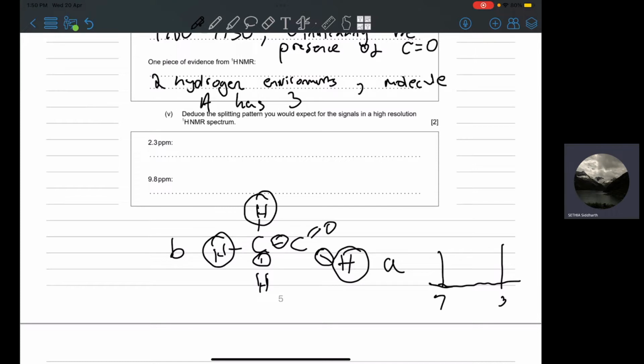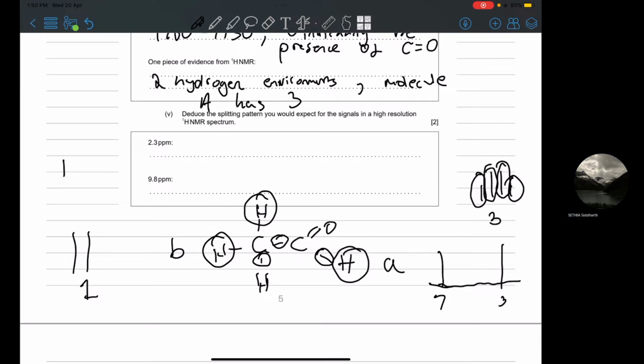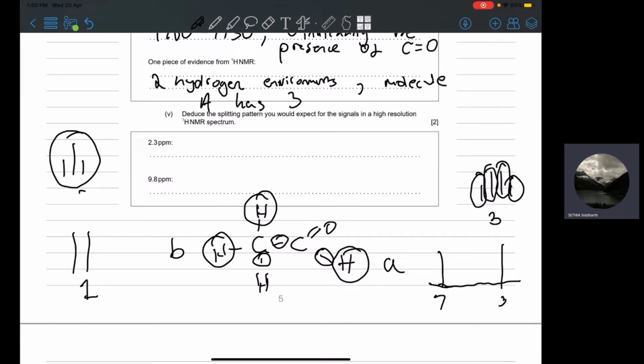So then we look at the splitting pattern. Now, if, for example, you see a splitting pattern which looks something like this, where it's split up into 4 different peaks, that would mean that that hydrogen has 3 neighbors. If you see a splitting pattern as such, where it has 2, that means that that hydrogen has 1 neighbor. If you see a splitting pattern like this, where you have 3 different peaks, that means that that hydrogen has 2 neighbors.